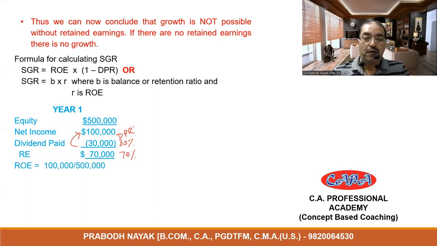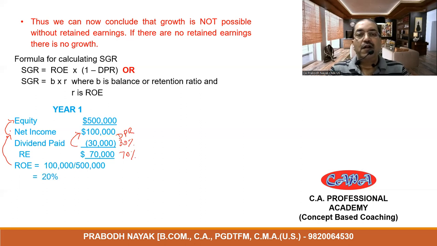Now, returns on equity. What is your returns on equity? Returns on equity is net income divided by equity. 1 lakh divided by 5 lakhs, that is, 100,000 divided by 500,000. So returns on equity comes to 20%.